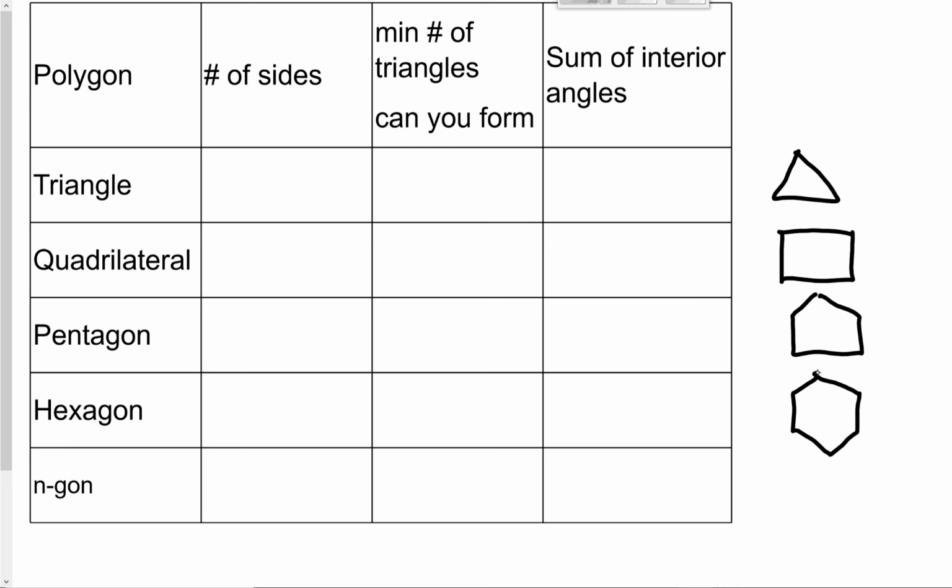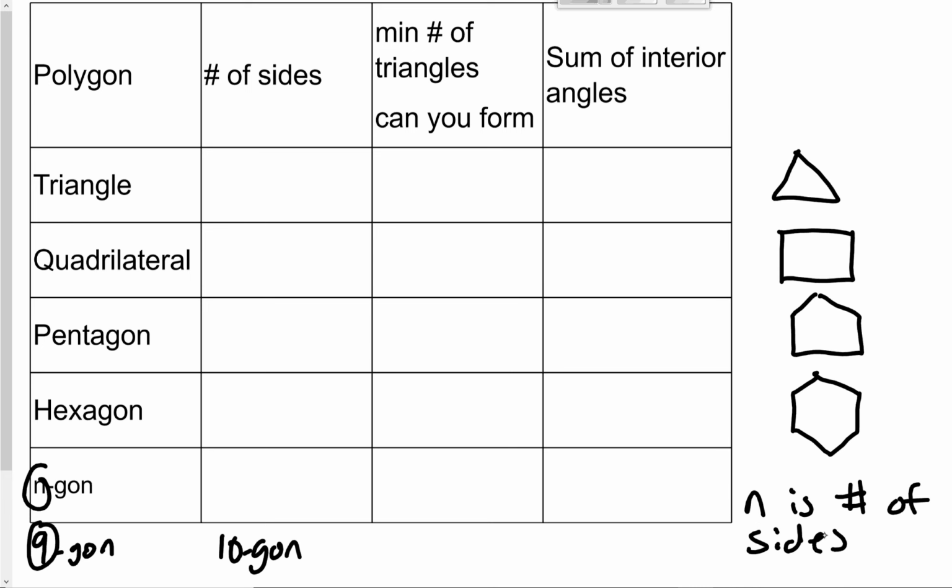A nonagon just means like 9 gon, means it has 9 sides. 10 gon, meaning it has 10 sides. So n just stands for any number of sides. Okay, and so what I want you to do is name the number of sides for each one of these polygons.